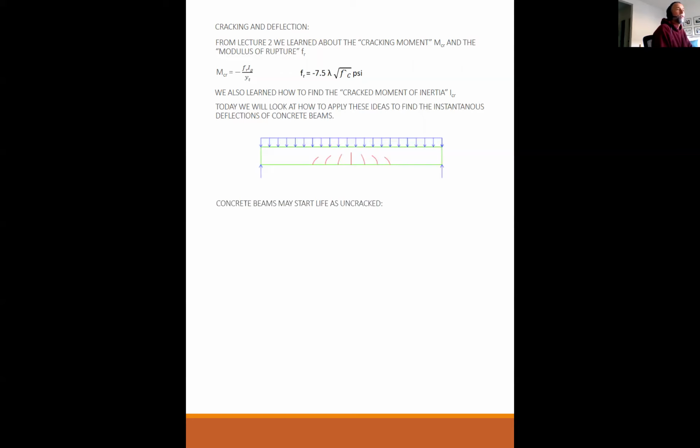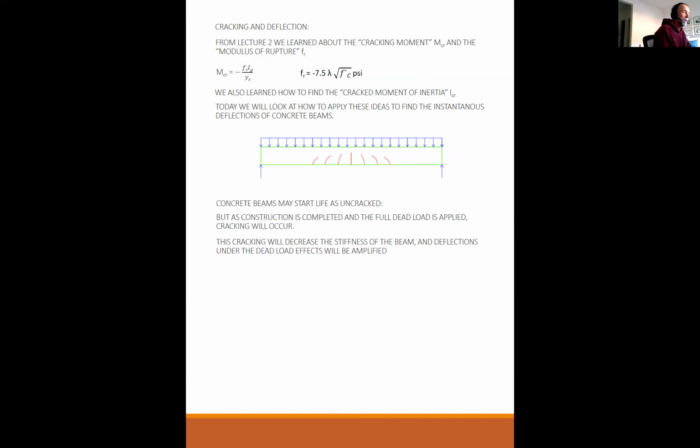So concrete beams start life off as uncracked, but as construction is completed and the full dead load is applied, cracking will occur. This cracking will decrease the stiffness of the beam, and deflections under the dead load effects will be amplified. So this is just normal everyday concrete design. Concrete basically is designed to crack. The steel doesn't even really do anything much until after the concrete is cracked. So that's fine, and it's an economical way to build buildings.